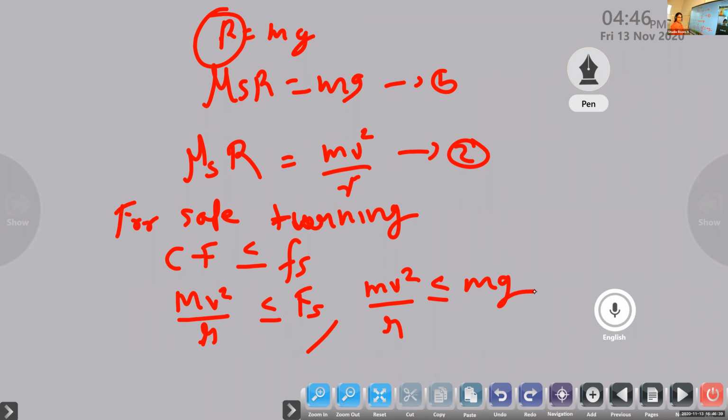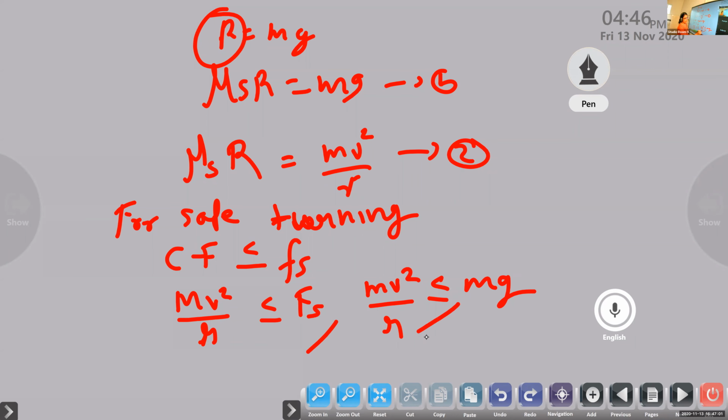Okay, why? There is no change in acceleration here, no acceleration. So both can be equal when you consider a car moving with a constant speed. So the first equation and second equation we are combining together and we are getting this one: mv squared by r less than or equal to mg.